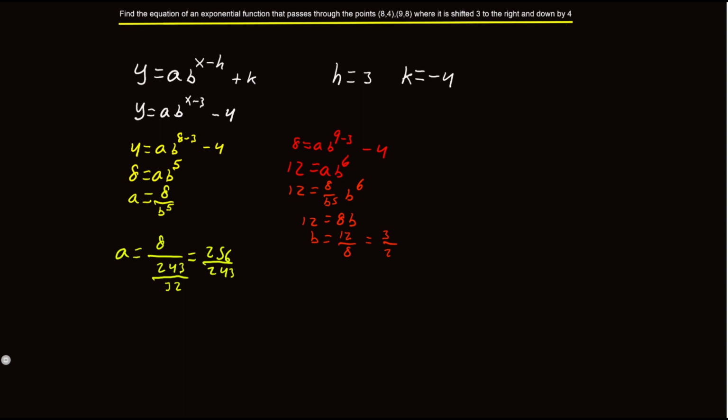So we have what a is, and as we see, we cannot cancel out any factors because 256 will not have a common factor of 3. While 243 does, 256 doesn't. So we can now go ahead and directly plug a and b into our equation, where we will get y is equal to 256 divided by 243 times 3 divided by 2 to the power of x minus 3, minus 4.